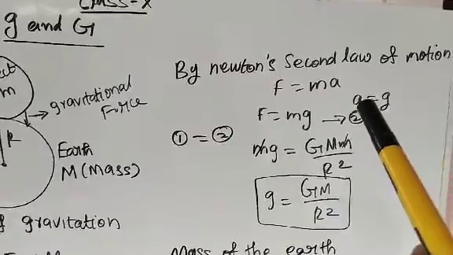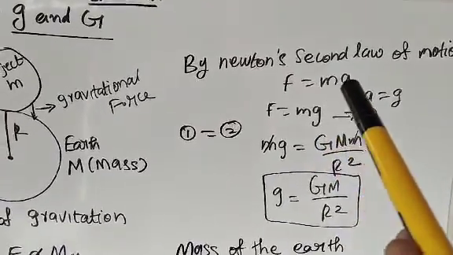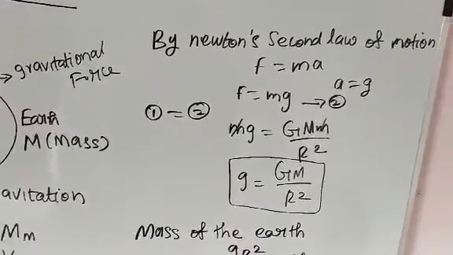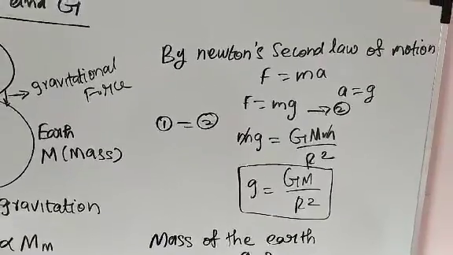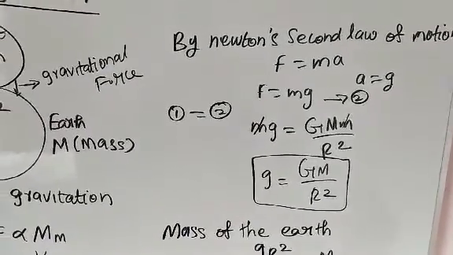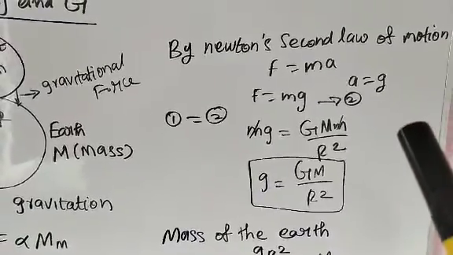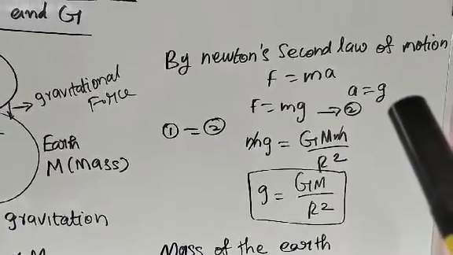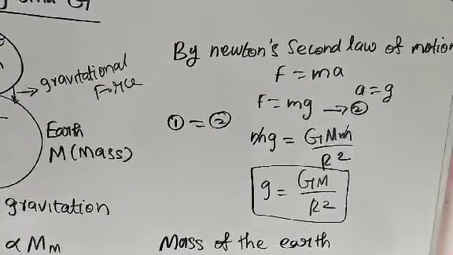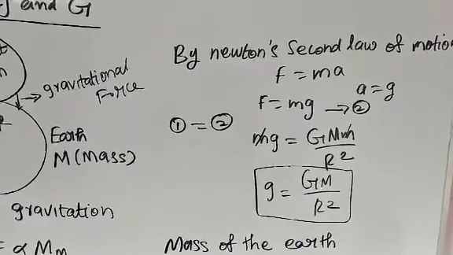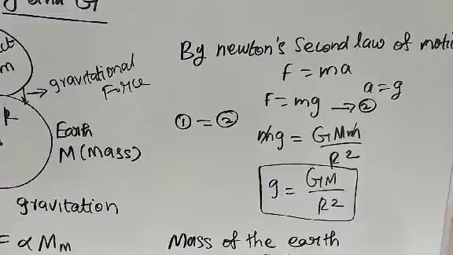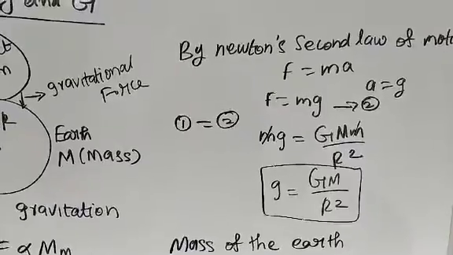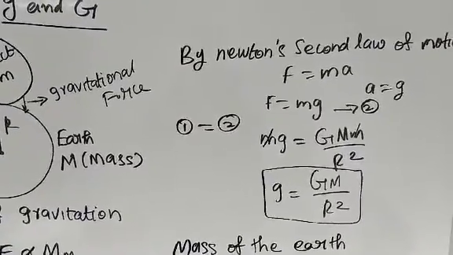Here, acceleration due to gravity g is the acceleration. So F is equal to m into a. Acceleration means rate of change of velocity, so g represents acceleration due to gravity. Velocity changes due to gravitational force. We discussed already, a body thrown vertically upward reaches a certain height and returns back to the earth. While coming to the earth, the velocity changes due to gravitational pull, so acceleration is produced. This is called acceleration due to gravity.